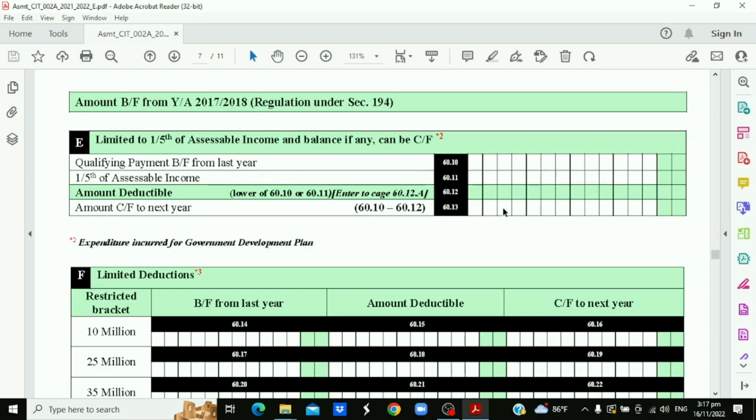item number E. This is related to expenditure incurred by any person, any entity, for a government development plan, right? As in the previous provisions, this type of expense is allowed. Then if there's any brought forward amount, we can consider it here, right? Then 1/5 of taxable income we are able to deduct, but depending on the available value to be deducted, we can decide the amount deductible, right? If there's any carry forward, we can mention it as a carry forward amount.